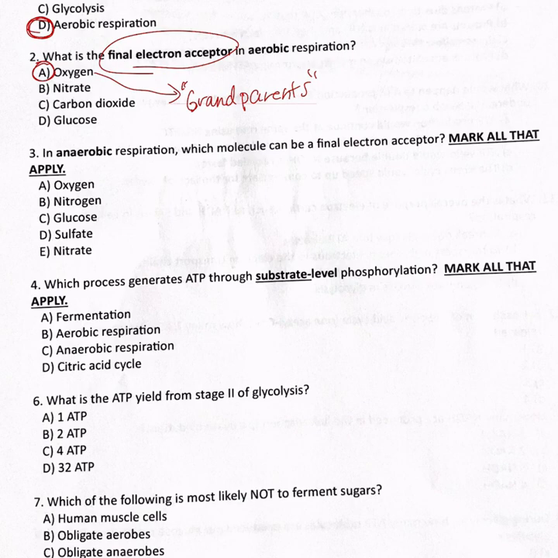In anaerobic respiration, which molecule can be the final electron acceptor? There are 2. So this one would be nitrate or sulfate. And this was in the glycolysis video, and in your slides as well.